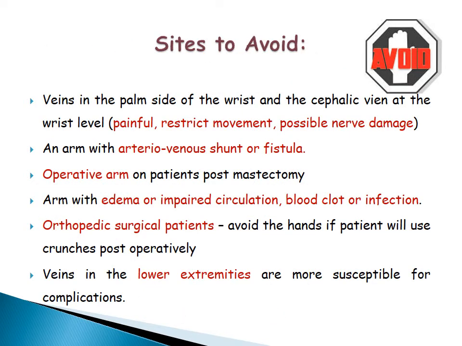The following are the sites to be avoided in choosing the insertion site. Veins in the palm side of the wrist and the cephalic vein at the wrist level: painful, restrict movement, possible nerve damage. An arm with arteriovenous shunt or fistula. Operative arm on patients post-mastectomy. Arm with edema or impaired circulation, blood clot or infection. Orthopedic surgical patients, avoid the hands if the patient will use crutches post-operatively. Veins in the lower extremities are more susceptible to complications.